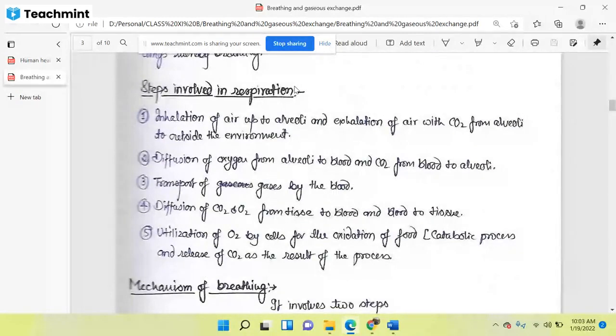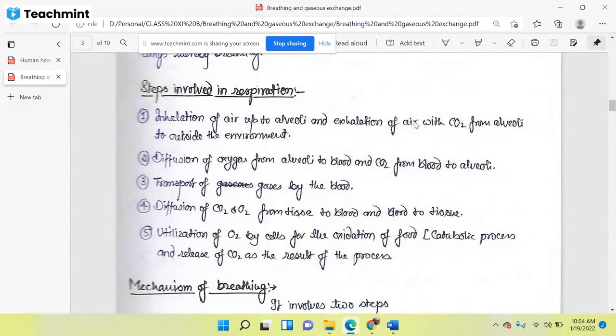So respiration is a step-by-step process. So we will see what those steps are. In the book, 5 steps have been given through which we can explain the whole process of respiration. So the first step is inhalation of air up to the alveoli. We know that during respiration, the first step is inhalation. We inhale the air, and as I told you, through different parts of our respiratory system it ultimately reaches the alveoli.